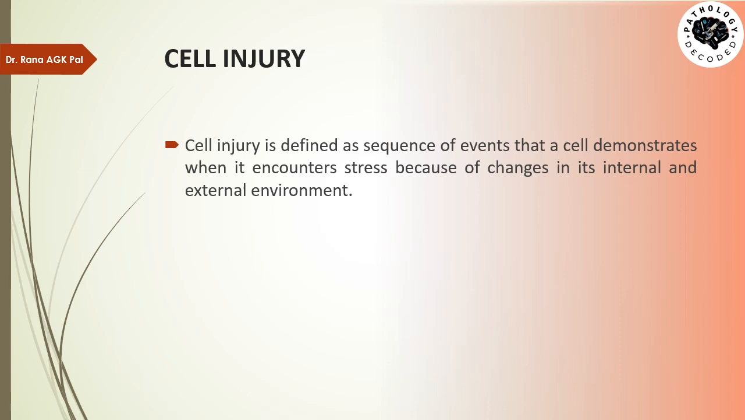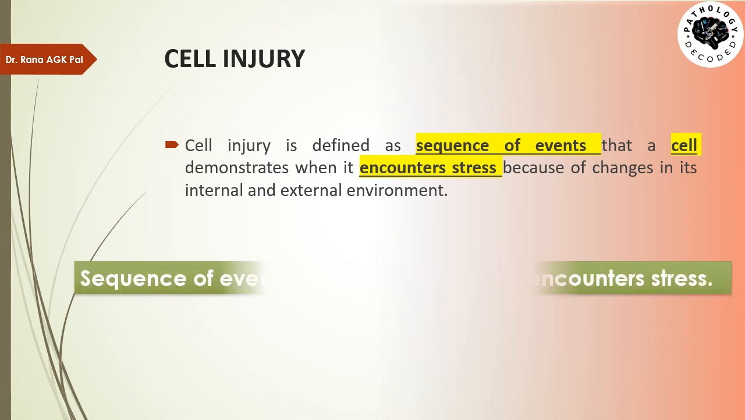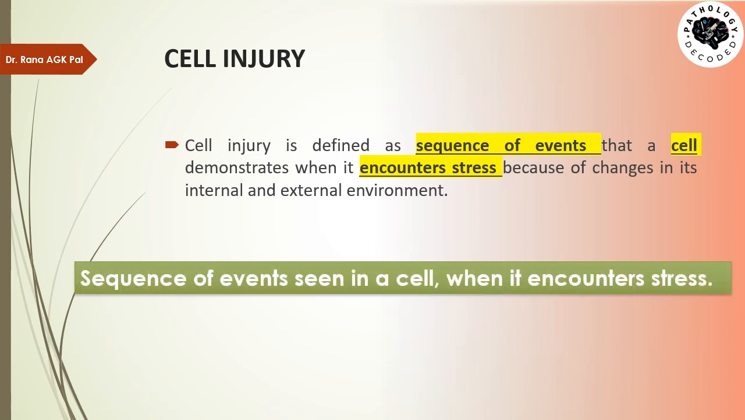Now this is quite a complex statement. Let's try to simplify it and break it down into pieces. First thing, it's a sequence of events, and where is it seen? It is seen inside a cell. And when is it seen? Whenever the cell encounters stress. So on the basis of these 3 points, we can give a very easy definition of cell injury, that cell injury is sequence of events seen in a cell when it encounters stress.